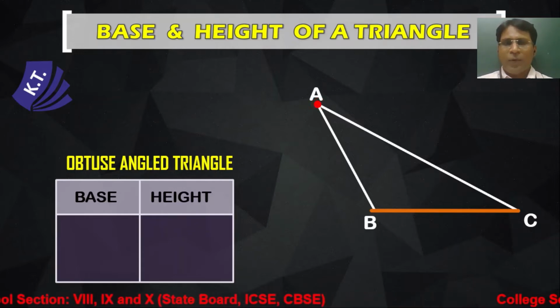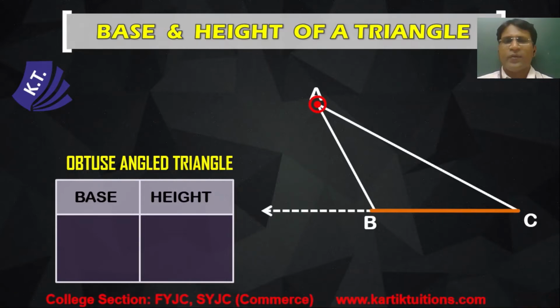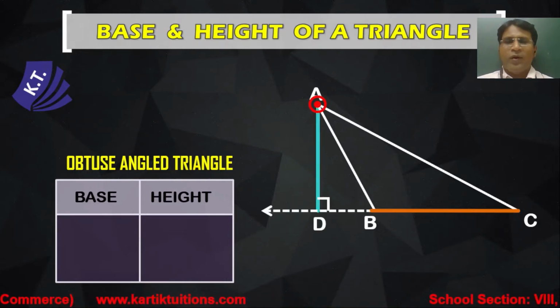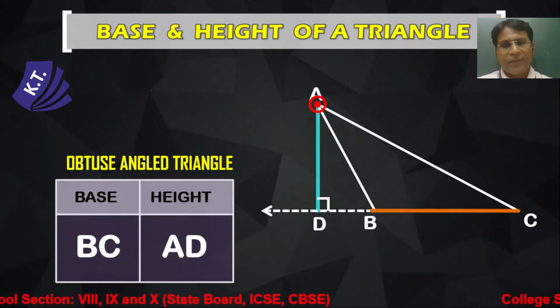So, when I draw the perpendicular, it will lie outside the triangle. So, I'll extend base BC and now I will draw the perpendicular. So, when my base is BC, at that time, my height is AD.